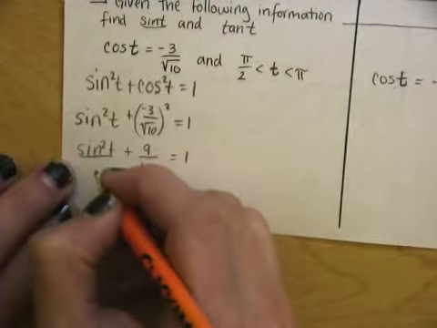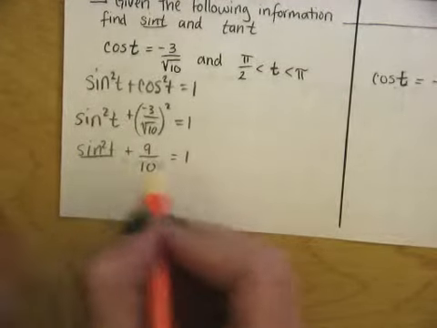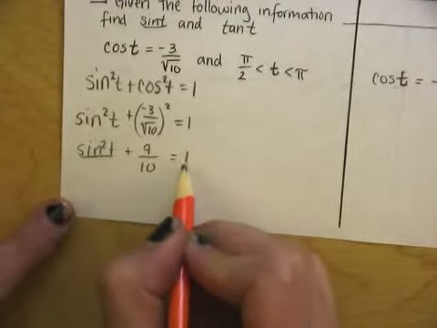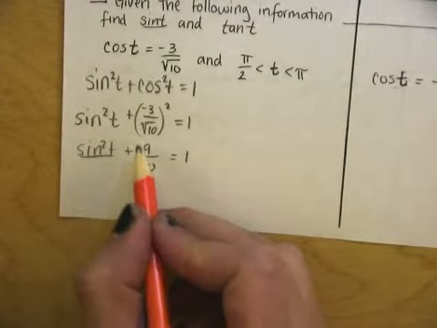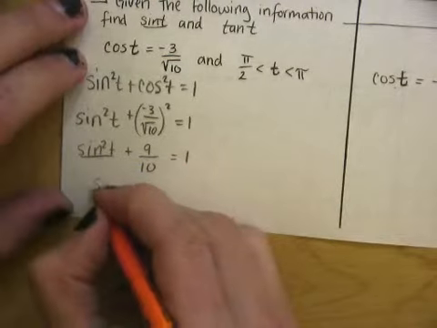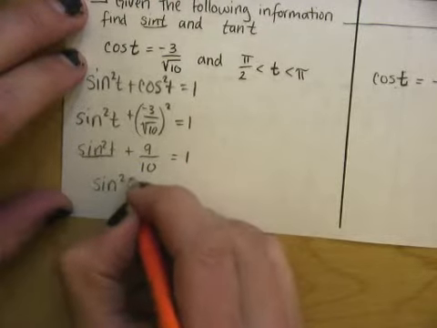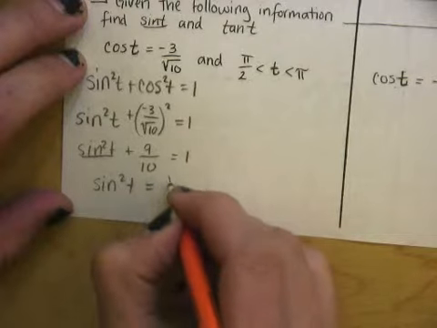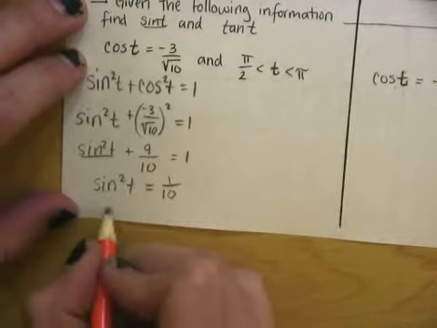This is just now some algebra. I'm not going to put that over 1 because I don't need to add them. But I'm going to subtract 9/10. So 1 whole minus 9/10 is like 10/10 minus 9/10, which is 1/10. So sine squared t equals 1/10. Take the square root.